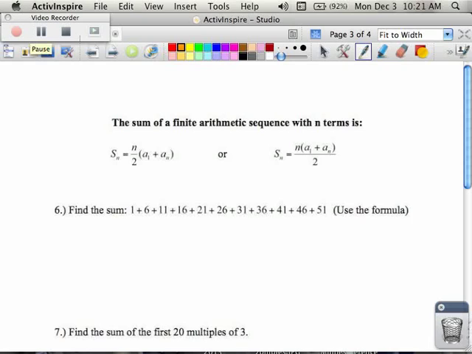The term. So it's very important you read directions carefully. And if you're talking about a finite series, which means that it ends and you want the sum, there are two formulas. Take your pick, doesn't really matter.